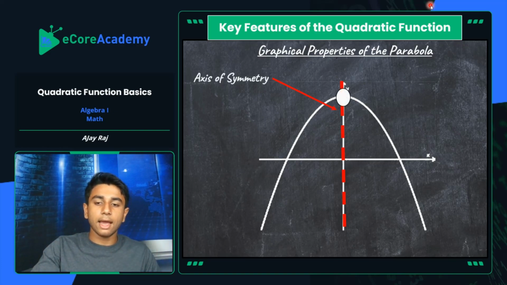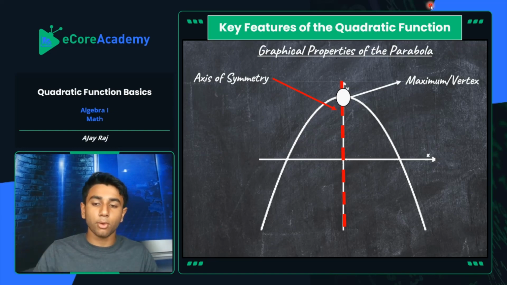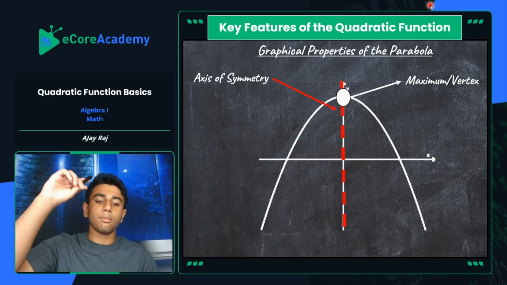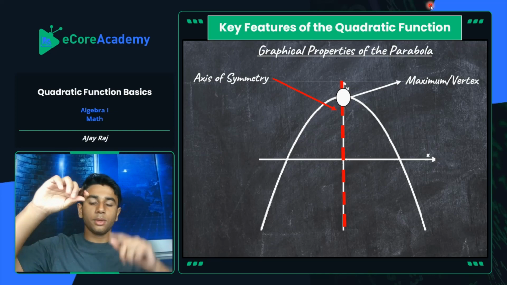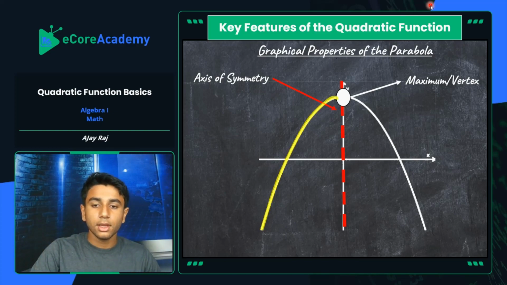Then, of course, we have our maximum or our vertex. So the maximum in this case is what we're calculating for because our parabola is going to be facing downwards. So the maximum point is that point of reference, our vertex, from which all other values are going to be sloping downwards.